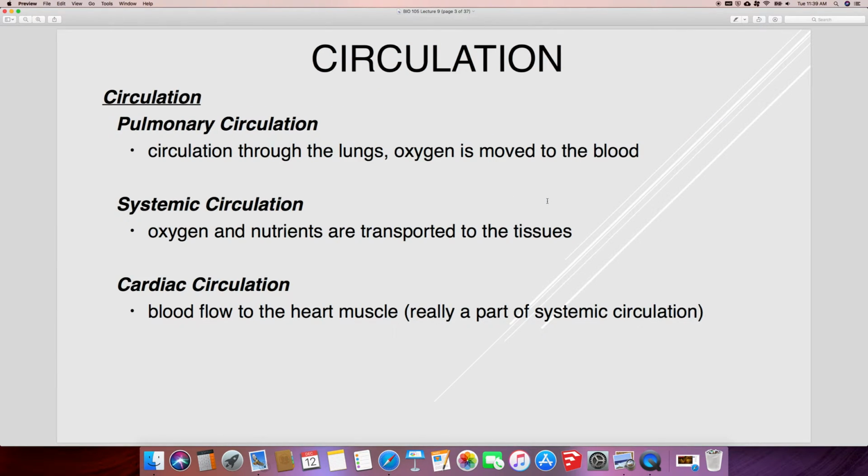So circulation can be divided really into two main types of circulation. One being the pulmonary circulation, which is the circulation from the right side of the heart into the lungs. The systemic circulation, this is the left side of the heart moving blood into the system, to the tissues. And then the cardiac circulation, which is really just a part of the systemic circulation, is the blood flow to the heart muscle itself, the myocardium.